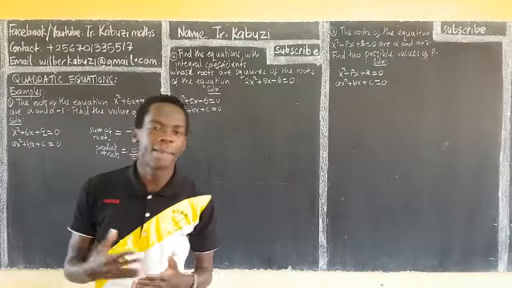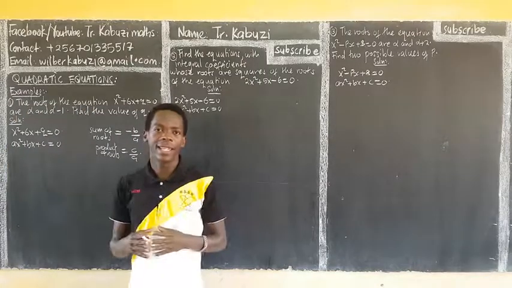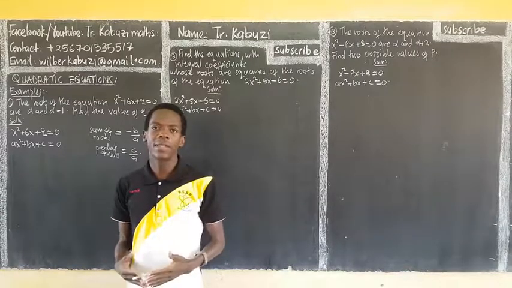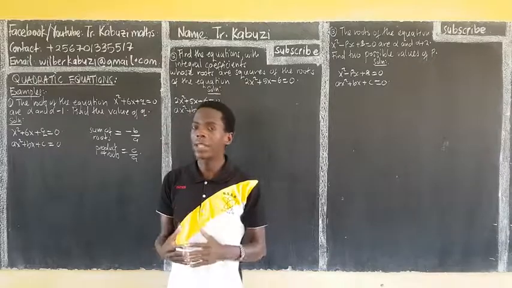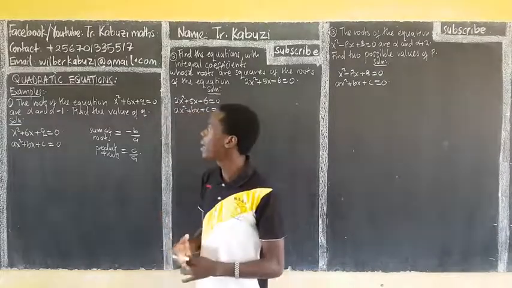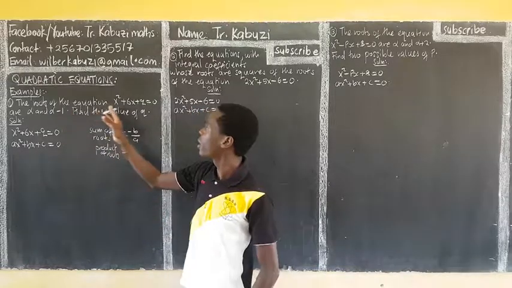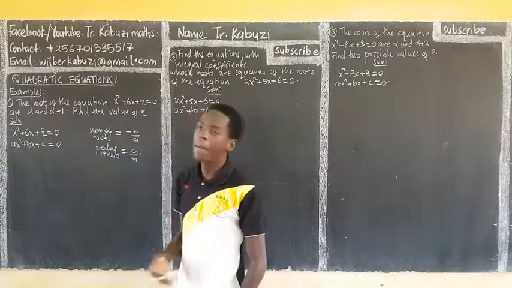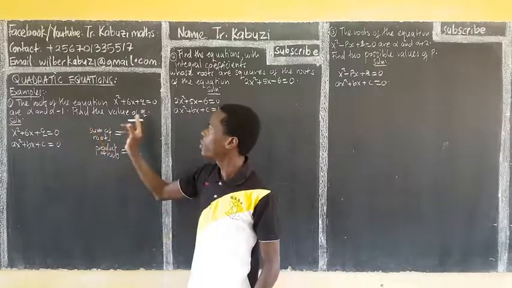Quadratic equation examples are what we are going to see in this lesson. We have seen the introduction in the last lesson. Now we are going to see more of quadratic equations. How do we handle more questions about quadratic equations? Here the question is: the roots of the equation x squared plus 6x plus q are alpha and alpha minus 1. Find the value of q.